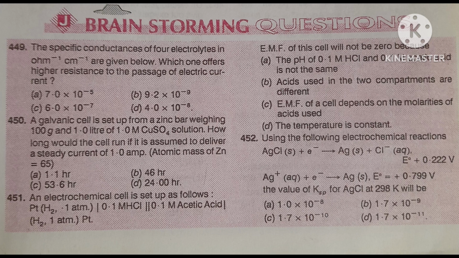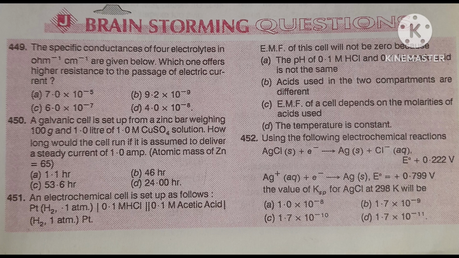Then total electricity required is 2 into 96,500 coulomb. Now you have to calculate how much time it will take. You know that T is equal to Q upon I, where I is the current in ampere. Correct? Q is equal to I into T. This formula is the third step. Third step you require. Correct?